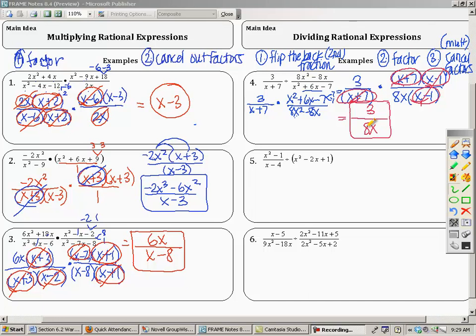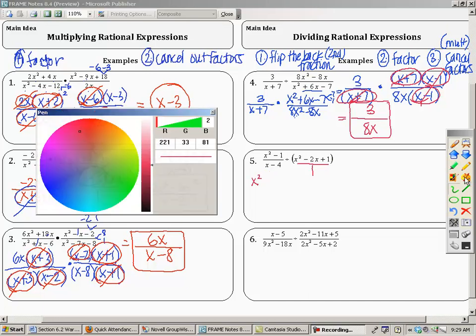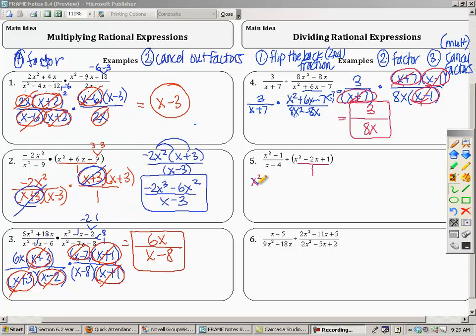All right, let's do number 5. Same thing. I'm going to write this over 1 because I'm going to flip my fraction. We leave our first fraction as x squared minus 1 over x minus 4. We flip my second fraction, 1 over x squared minus 2x plus 1. Okay, let's set this equal. Factor the first one. This is a difference of squares. X squared minus 1 is x minus 1 and an x plus 1.